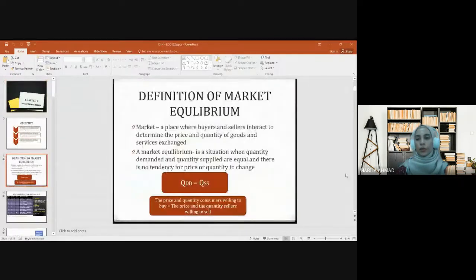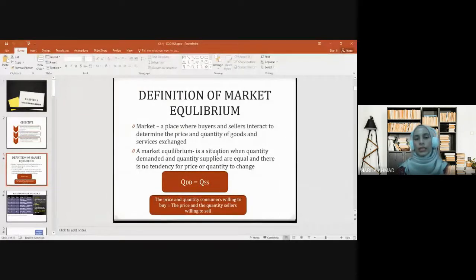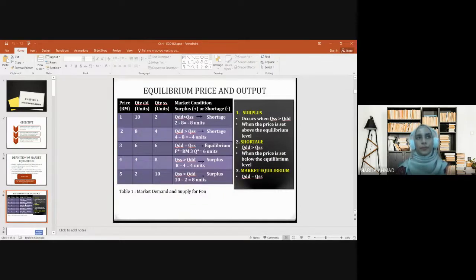So market equilibrium ni is a condition when quantity demanded equals quantity supplied. So bila quantity demanded equals quantity supplied, bermaksud market equilibrium tu tercapai. Bila market equilibrium is achieved, harga dan quantity tidak akan berubah. There will be no tendency for the price and quantity to change. Kalau kita lihat pada table ini, equilibrium tercapai apabila quantity demanded equals quantity supplied, 6 units, and the equilibrium price is 3 ringgit.